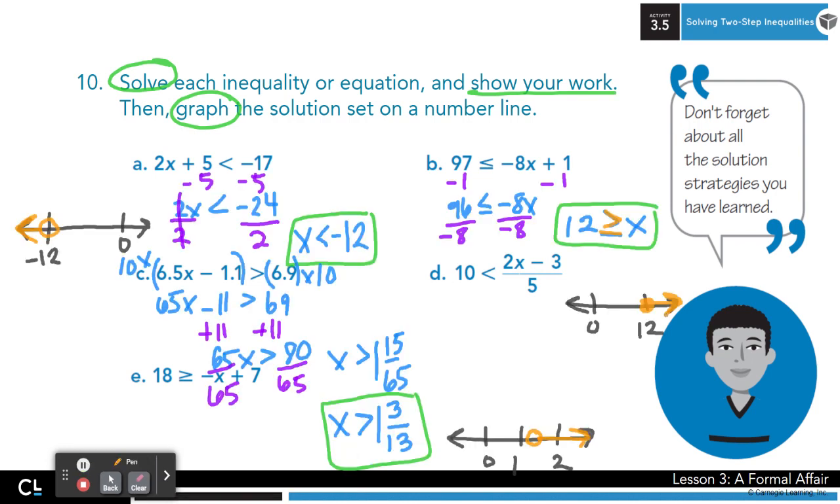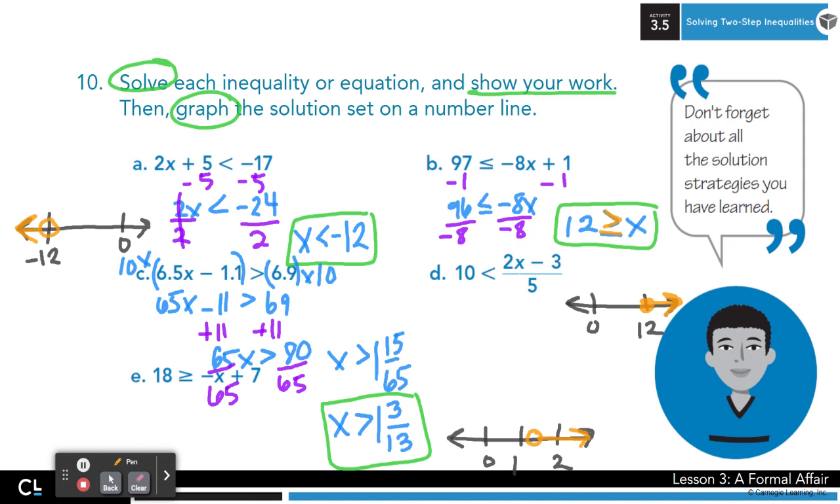Alrighty, and here is my work for A, B, and C. I paused here because I started to run out of room, but for 10A, you should have gotten x is less than negative 12, and when graphing, you've got an open circle on the negative 12, and your numbers are less than, so your arrow is pointing to the negative side.